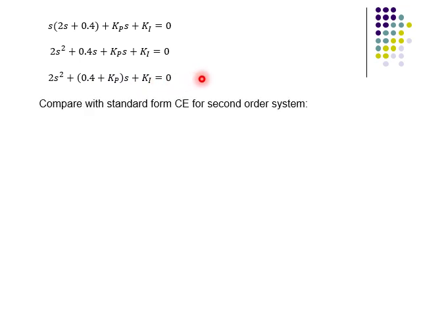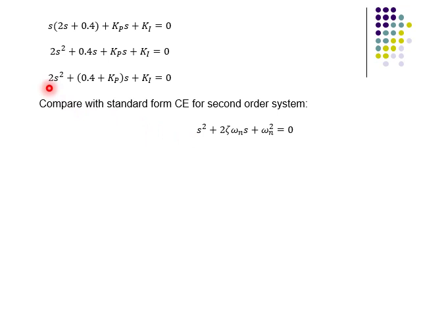Now to find the values for Kp and Ki, we need to compare this equation with the standard form for a characteristic equation of a second order system, which will be in terms of the damping ratio and the natural frequency. You can see we've got a slight difference between our equation and the standard one, because in the standard equation the coefficient for the s squared term should be 1, whereas in the equation we have here, it's a 2.